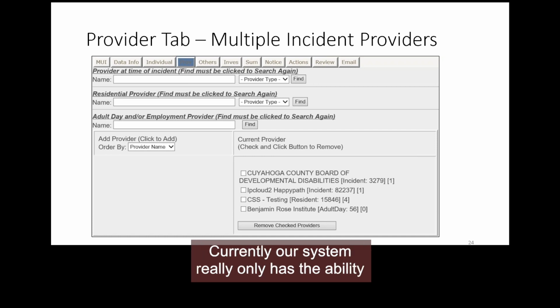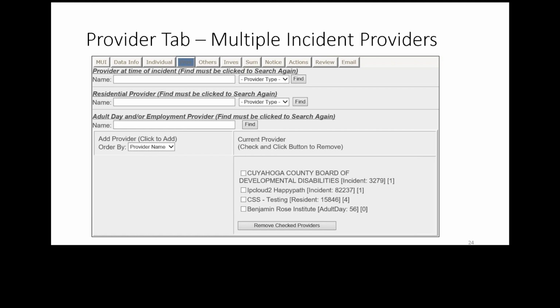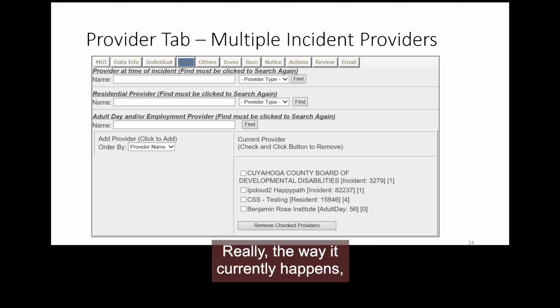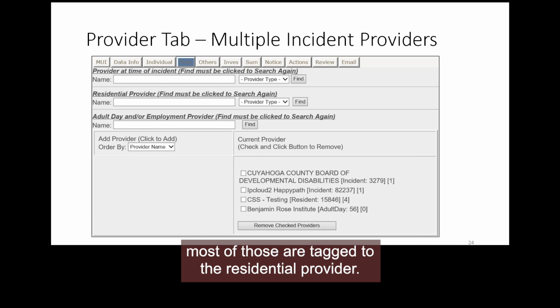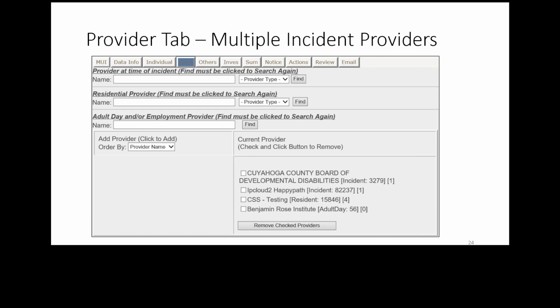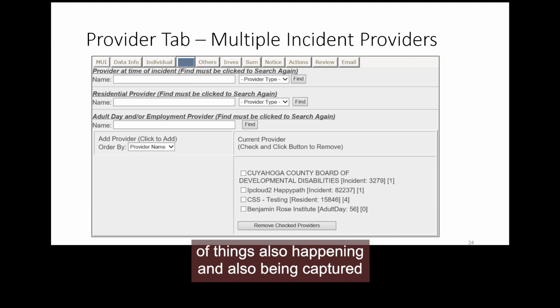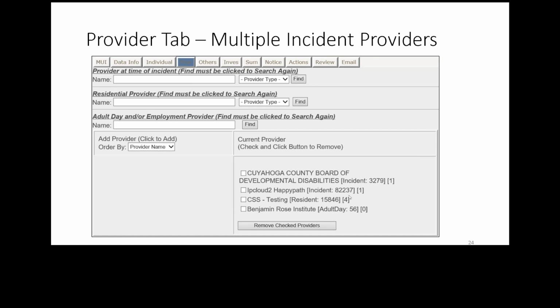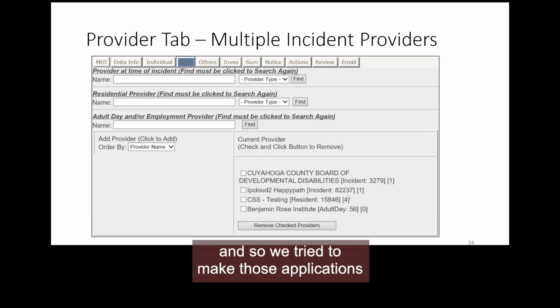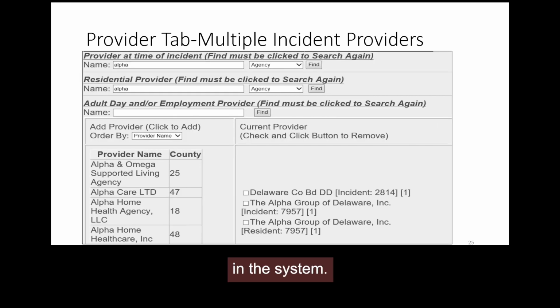Currently, our system really only has the ability to have one incident provider. And so let's say there's a case of a systems neglect. Really, the way it currently happens, most of those are tagged to the residential provider. And so the feedback that we got from providers of service were, well, if that system also involves the county board, then why aren't they also listed in the incident provider? And why aren't those kind of things also being captured on their annual analysis and their reports? And so we thought that was pretty good feedback, and so we tried to make those application changes to accommodate their feedback. And so as we go through, we'll show you how that looks in the system.